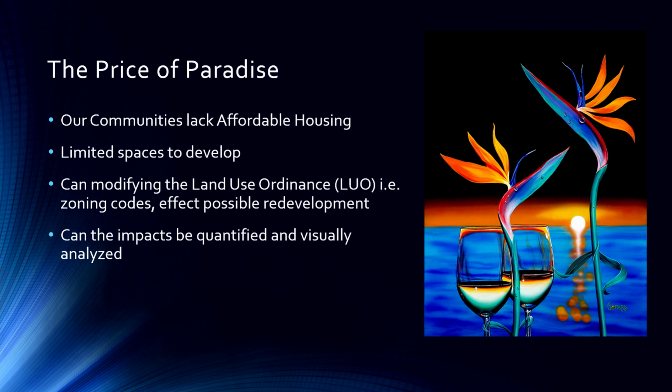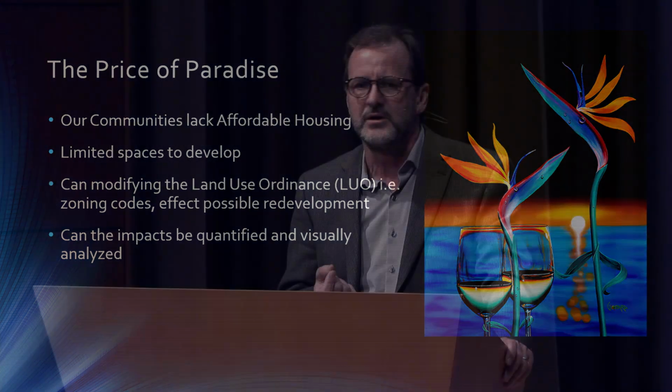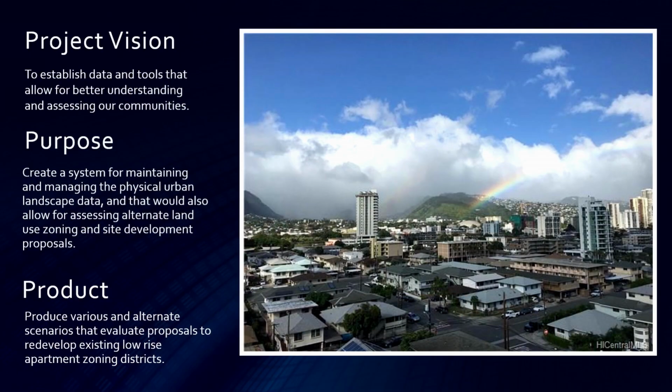And when we were beginning to get into this, we not only wanted to quantify what the problems were and how we might be able to address them, we wanted to be able to also visualize it as well. So we have this project vision, and the vision has multiple purposes. It's to establish data and tools that help us better understand our communities. One of the purposes was to create a system that maintains and manages our physical urban landscape data, basically our building structure data.